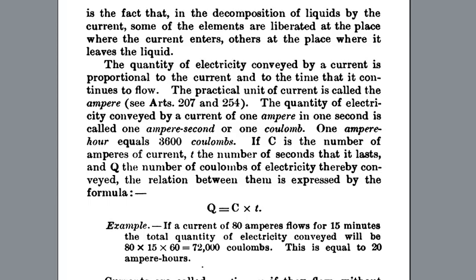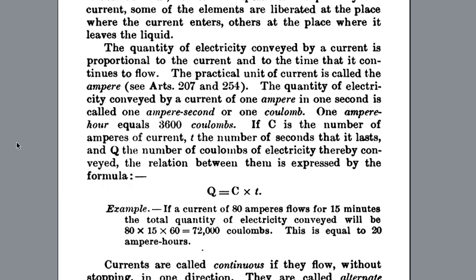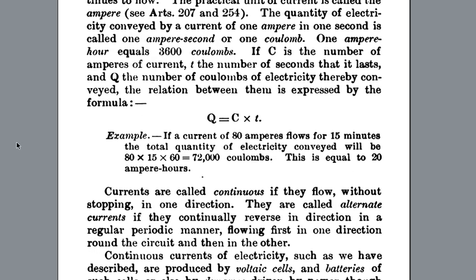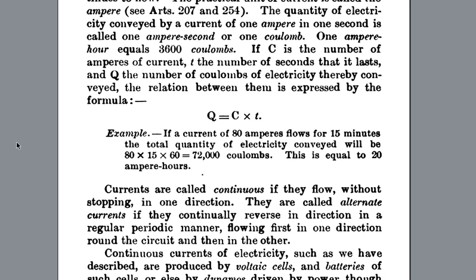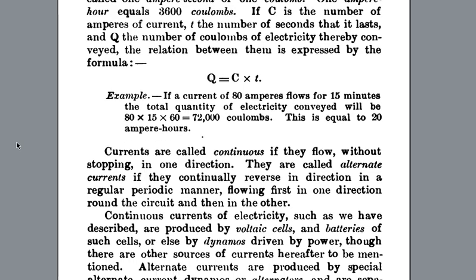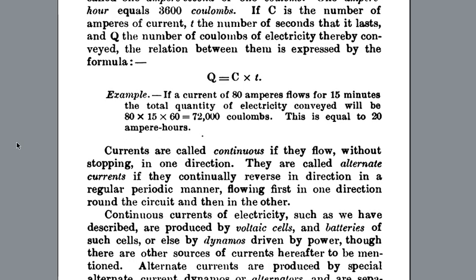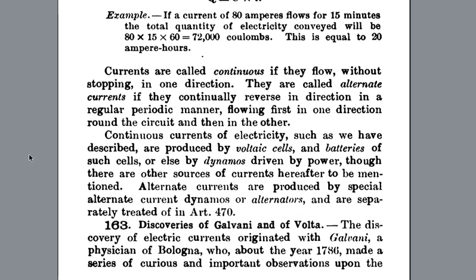If C represents the current in amperes, T represents the time in seconds, and Q represents the quantity of electricity in coulombs, the relationship is expressed as Q equals C multiplied by T. Example: if a current of 80 amperes flows for 15 minutes, the total quantity of electricity conveyed will be 80 multiplied by 15 multiplied by 60 equals 72,000 coulombs. This is equivalent to 20 ampere hours.